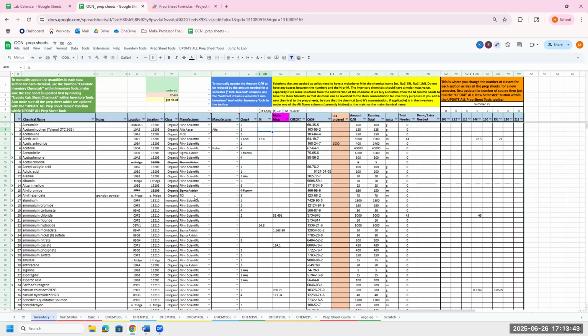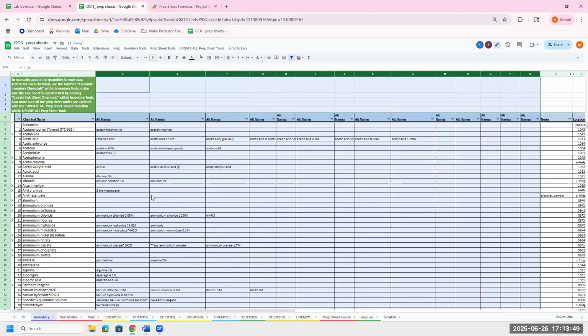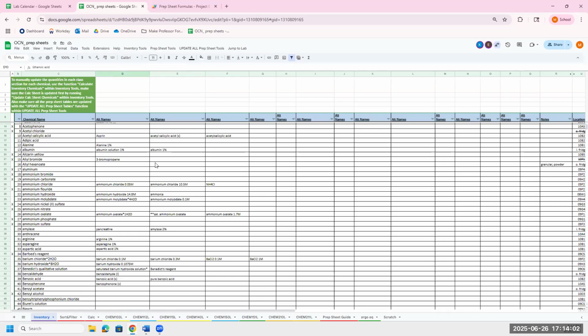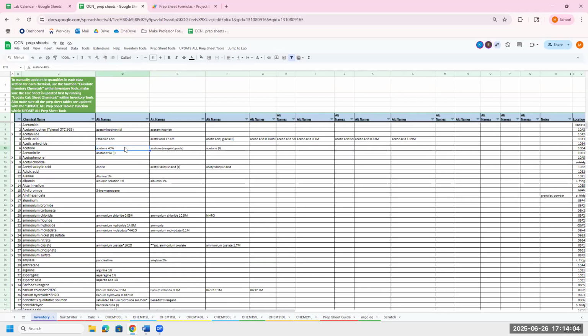I would also highly recommend minimizing the amount of different names that you use. For example, we have ethanoic acid, acetic acid, 17.4 molar. I would try to make it so it's all acetic acid. I don't know where ethanoic acid is coming from. Acetone 40%, that's okay. Acetone reagent grade, maybe that can just be an extra note. Just minimizing the amount of situations we have like that.